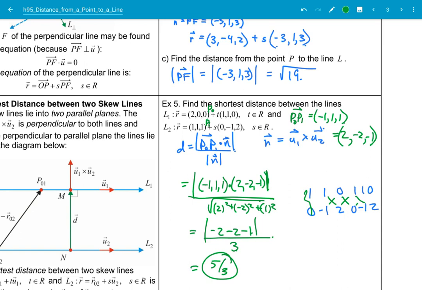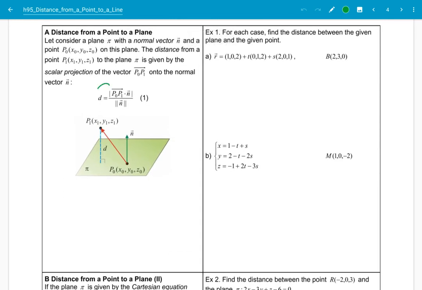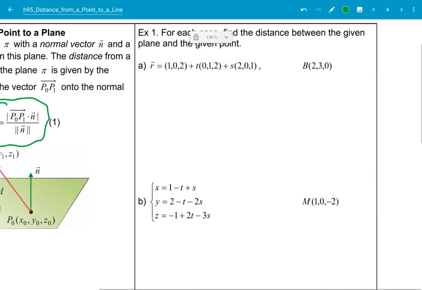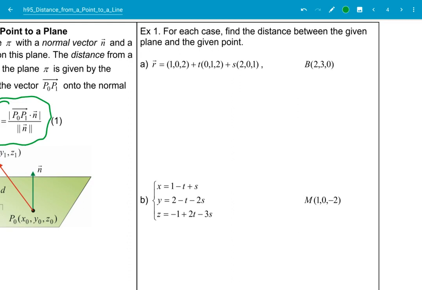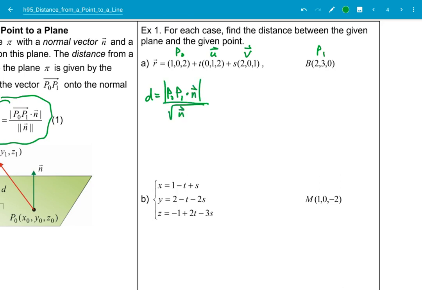Okay, going to roll right into 9.6. This is still one of the formulas we had before. If you're given the normal, use dot product. I just used it in the last example. If you just find the distance from a plane to the point, we can get a normal. So that's the first step here. The normal, we'll call this direction vector u, and this direction vector v. We'll call this P naught, and this is P1. So distance is P naught to P1 dotted with the normal, magnitude of that over the magnitude of the normal.